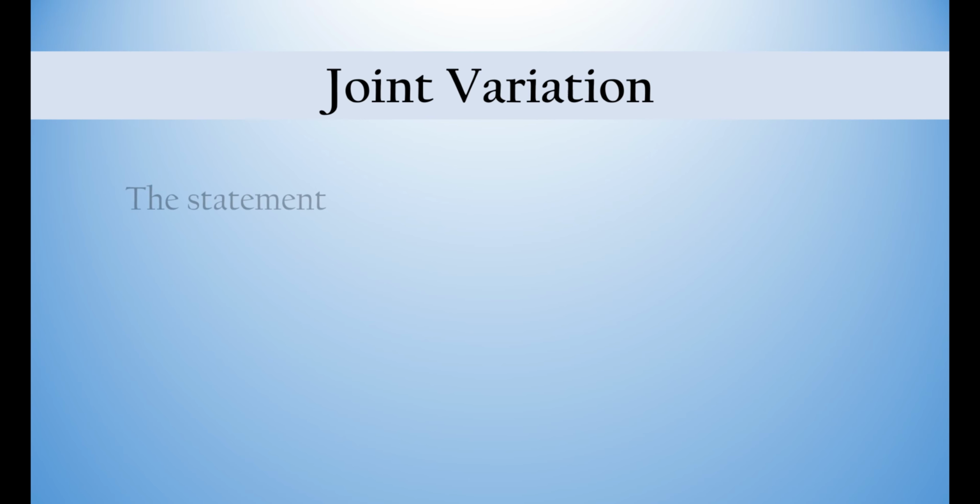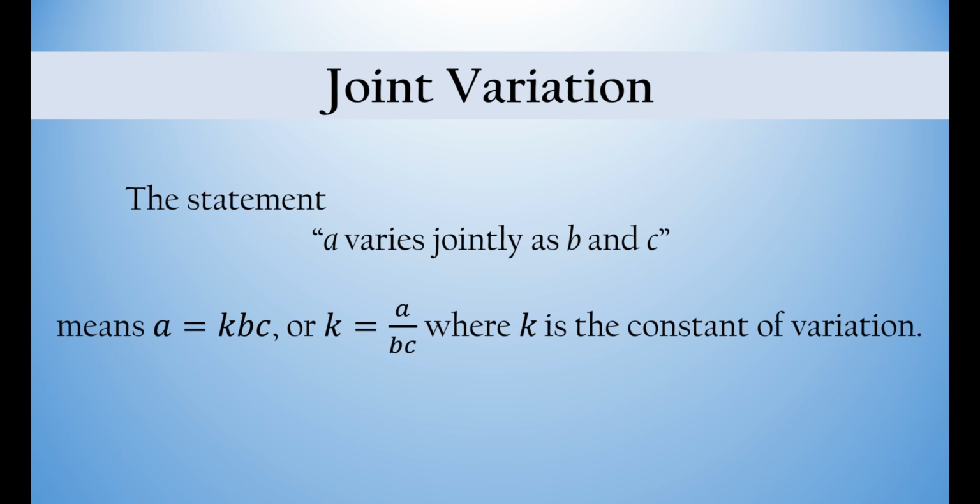In a joint variation, the statement A varies jointly as B and C means A is equal to K times B times C, or K is equal to A over B times C, where K is the constant of variation.